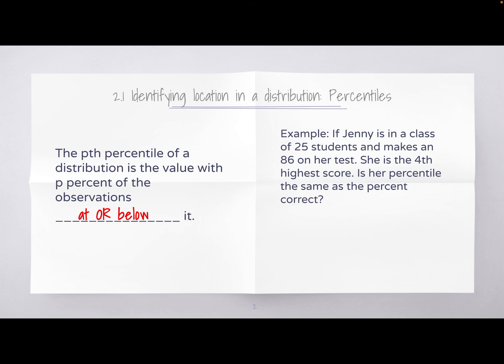If Jenny is in a class of 25 students and makes an 86 on her test, she has the fourth highest score. Is her percentile the same as the percent correct? So let's figure out where she's at. There are 25 students. She's the fourth highest, so we're going to count down 25, 24, 23, 22. So she is the 22nd out of 25. She scored higher than 88% of her peers in the class. So Jenny is at the 88th percentile.